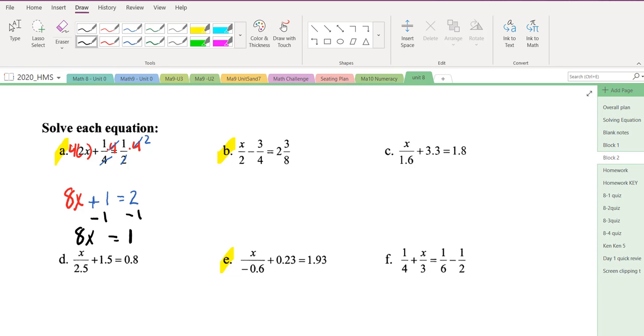8 times x, the opposite of multiplying is dividing. So some of you guys have probably got this really figured out. So you have to divide by 8. The 8's cancel out. We're left with x is equal to 1 over 8. And that's it. Okay?